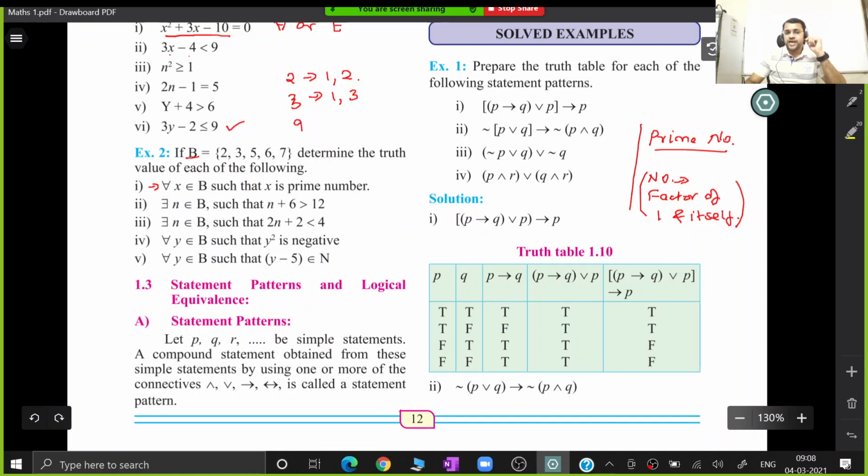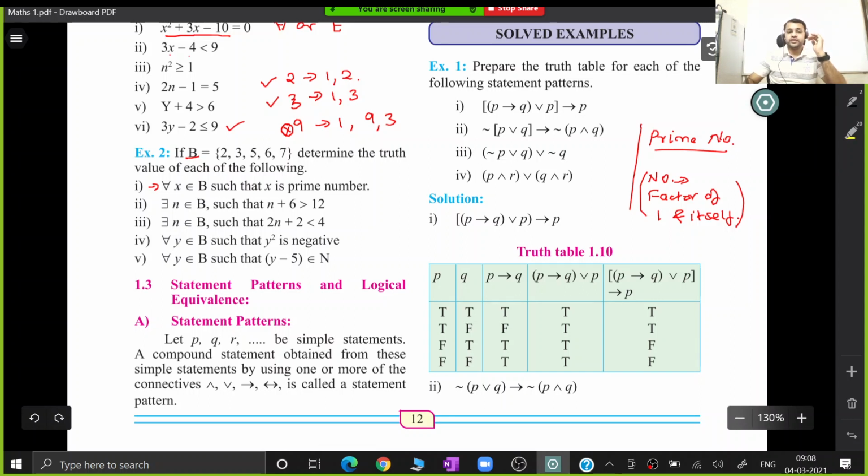Now when you talk about 9, 9 will have the factors 1 and 9 obviously, but also 3 will be a factor because 3 can also be used to divide the value 9. So I can say that 2 and 3 are prime numbers, but 9 is not a prime number. 9 is called a composite number. Any number which has only the factors 1 and itself is a prime number. If a given number has a factor other than 1 and itself, then it is called a composite number.